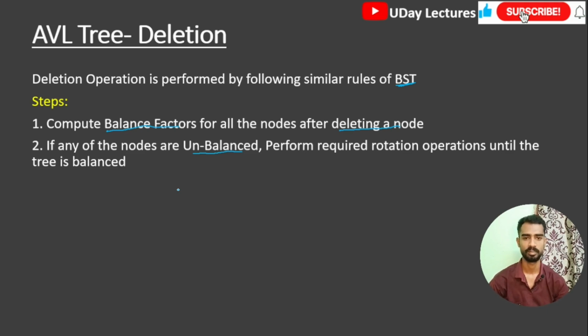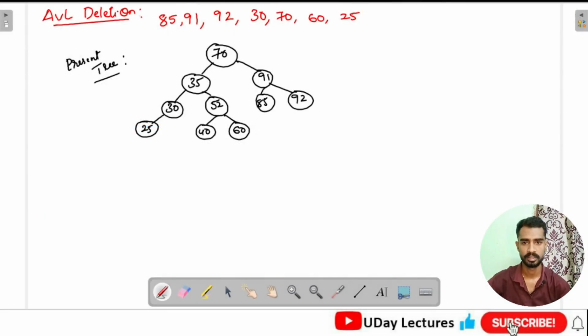Let us dive into the example problem now. Here I have considered an AVL tree deletion problem, and I have considered this example because it includes all the possible rotations and all the possible situations that we come across in AVL tree deletion operation. Let us go ahead and try solving this problem. Here we have a present tree which is given to us in the problem, and we have been given a list of numbers, and we are asked to perform deletion operation on these particular numbers. And do remember, the deletion operation should be performed only on the updated tree.